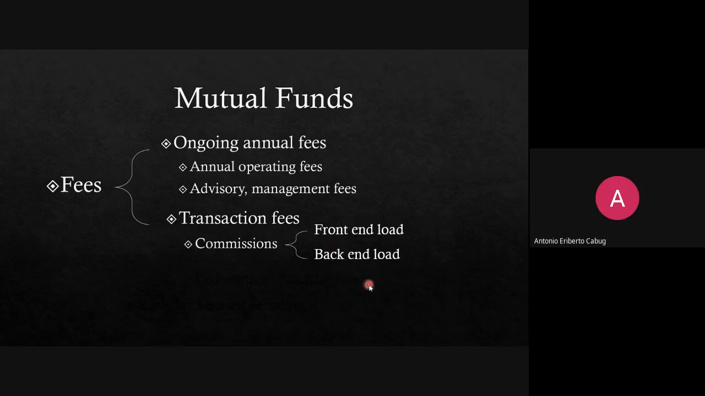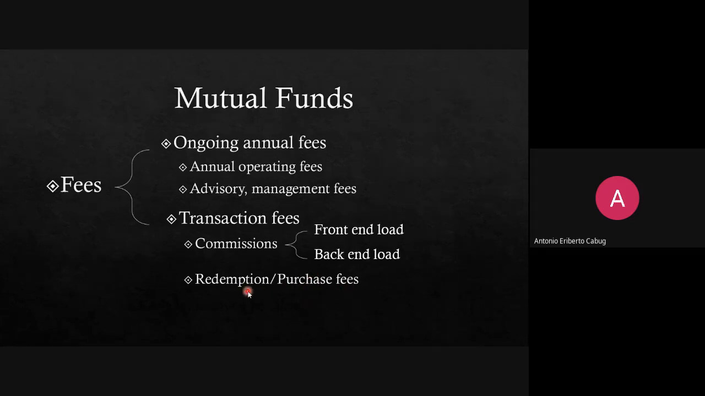Meron din mga funds na you can freely choose. So back-end load, kapag ibenta mo, saka ka sisingilan ng commission. Now, aside from those commissions to be paid to the agents, there are those commissions that will be incurred by the mutual fund, that will be payable to the mutual fund company other than the agent. So, redemption and purchase fees. So, kapag bibili ng shares, may purchase fees.